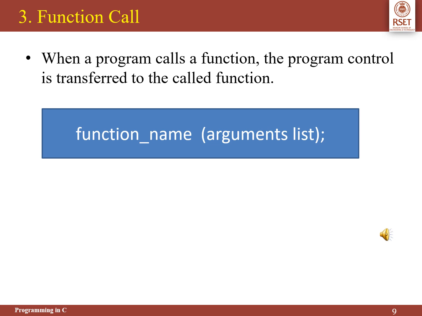Function call. To use a function, you will have to call that function to perform the defined task. To call a function, you simply need to pass the required parameters along with the function name. And if the function returns a value, then you can store the return value in a variable. The syntax of a function call is function name followed by the argument list.